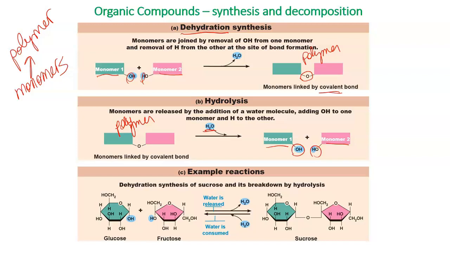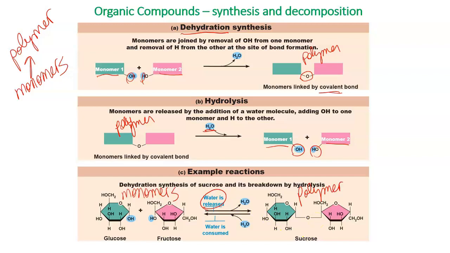So in this instance, if we want to go from our monomers, so these are two monomers, glucose and fructose, and you want to join them to make a polymer, then you will dehydrate them. Water will be released, they will be dehydrated, and they will make a polymer. They'll make a covalent bond with their oxygen.